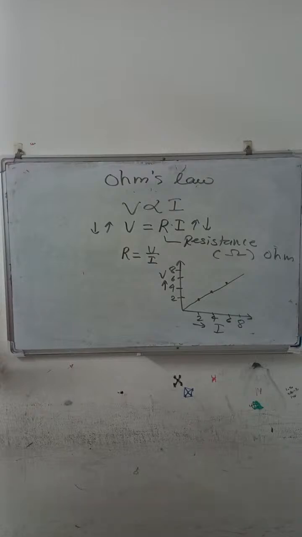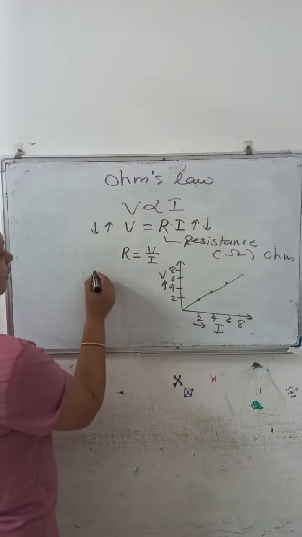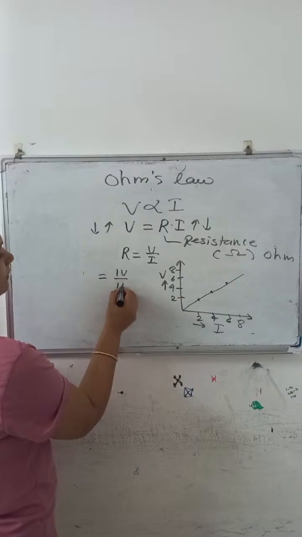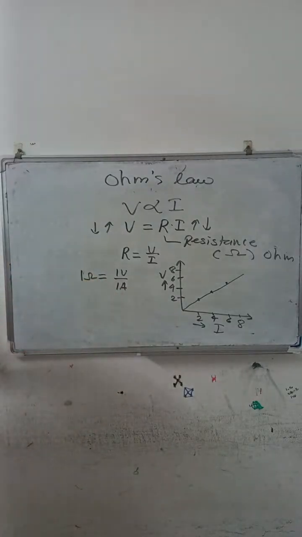If they ask for the definition of 1 ohm, in that case V should be 1 volt and current should be 1 ampere. In that case you will get 1 ohm as the resistance.